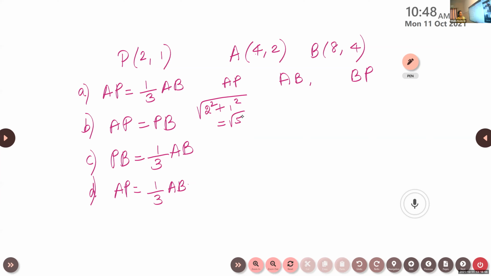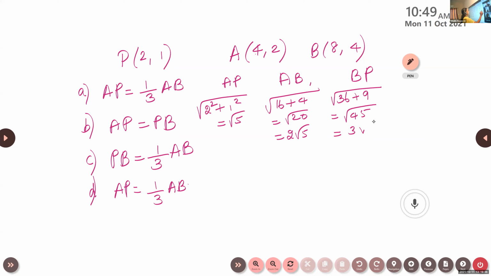Is it correct? Check it, children. What is AB? Root of (8 minus 4) square plus 2 square, so 16 plus 4. So it is root 20. Root 20 we can write as 2 root 5. And what about BP? Root of (8 minus 2) square plus 3 square, so 36 plus 9. So root 45, and we get 3 root 5.